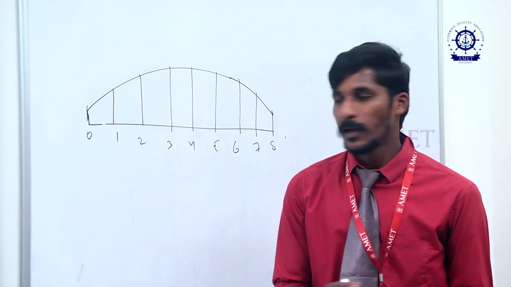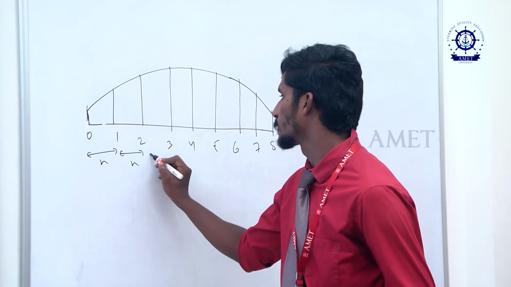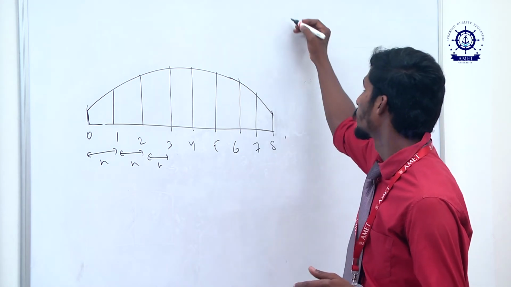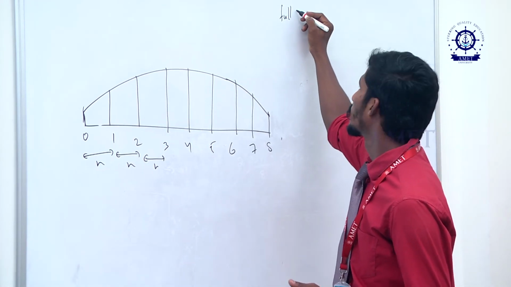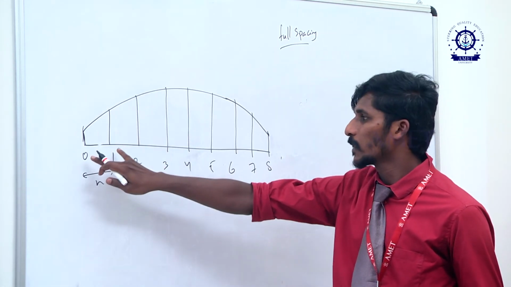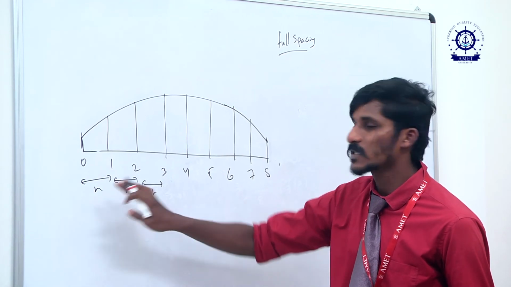Now when you see all these are equally spaced, it is h, h, h. When you apply for a full spacing, we will call it full spacing. It means the spacing between these two ordinates is maximum. So h is the maximum.